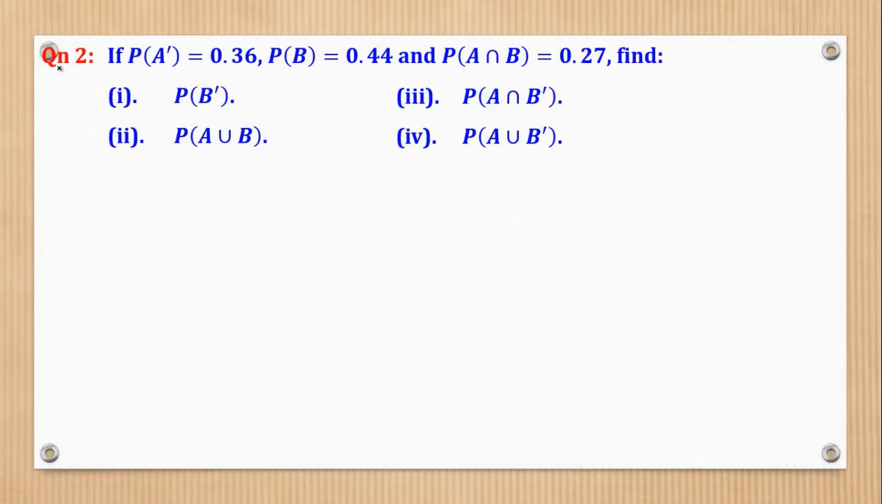That was question 1. Now question 2 says, if probability of A complement is 0.36, probability of B is 0.44, and probability of A intersection B is 0.27. Find this, and that.